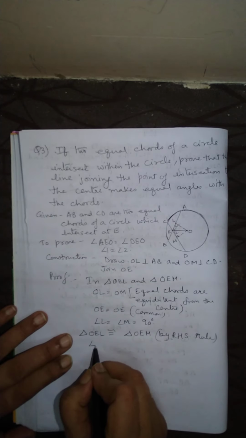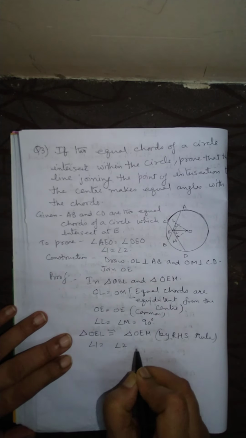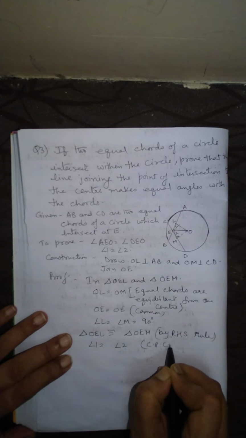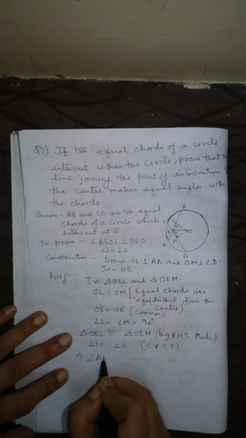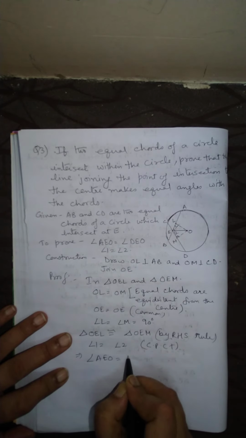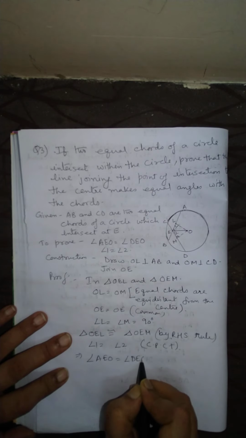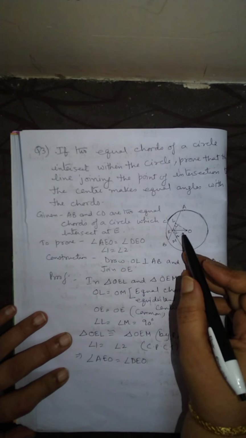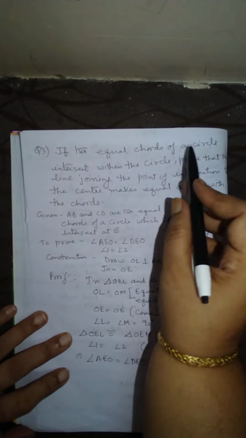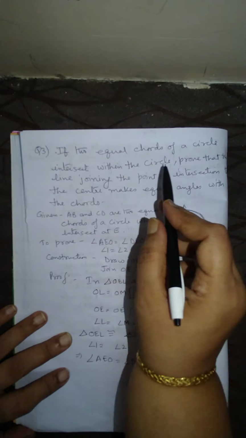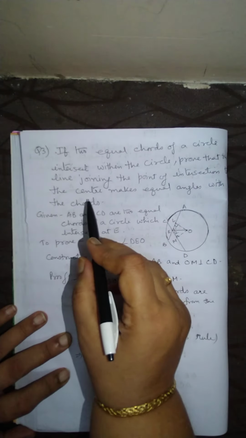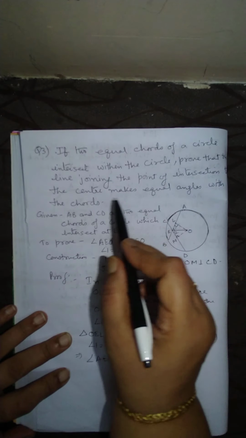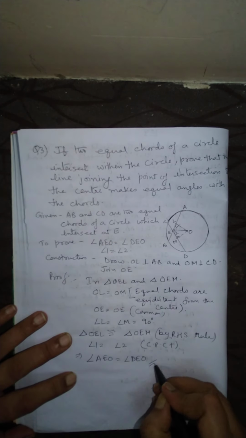So angle 1 equals angle 2, that is by CPCT, or this implies angle AEO equals the angle DEO. So when two equal chords of a circle intersect within the circle, then the line joining the point of intersection to the center makes equal angle with the chord. This was to prove.